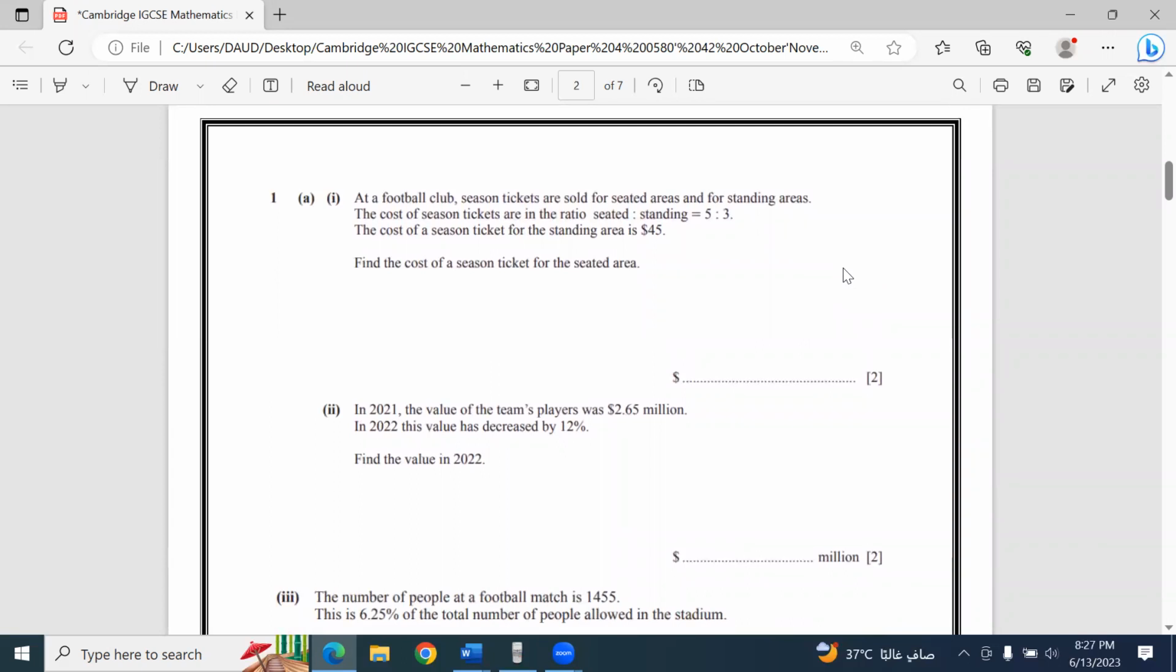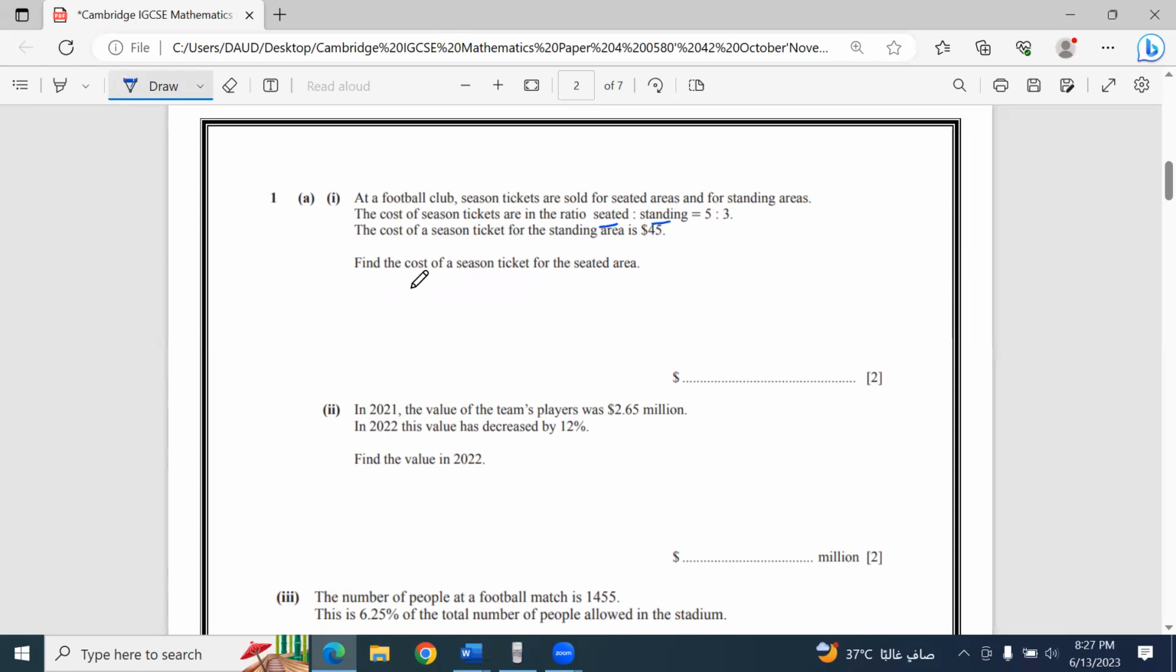Football club season tickets are sold for seated areas and for standing areas. The cost of season tickets is in the ratio seated to standing, 5:3. The cost of a season ticket for the standing area is $45. Find the cost of a season ticket for the seated area. So we have the given ratio, 5:3, which represents seated to standing area.